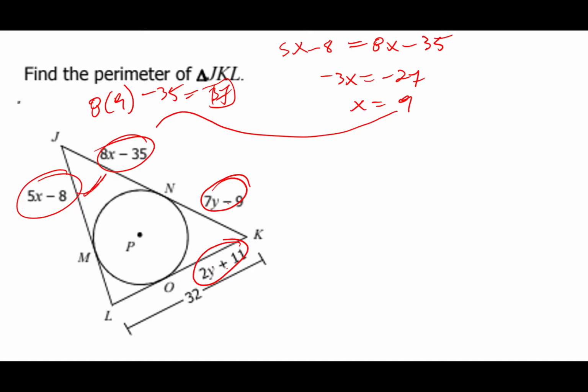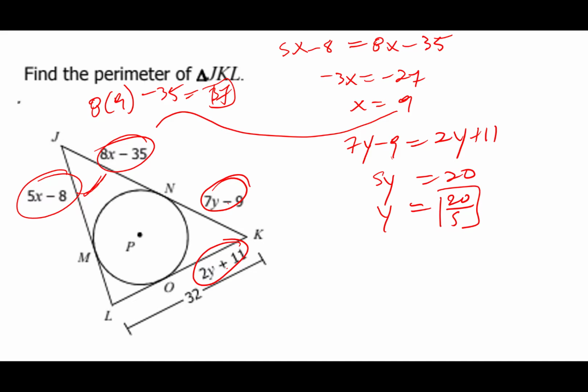Now let's find our y. I'm going to do 7y minus 9 equal to 2y plus 11. Solving this, bringing the 9 to the right and the 2 to the left, I'm going to have 5y equal to 20. As a result, y equals 20 divided by 5, which is equal to 4. Now, if that is 4, I can simply plug this in. So that's going to be 7 times 4 minus 9.